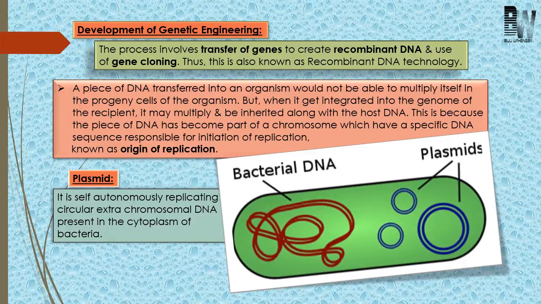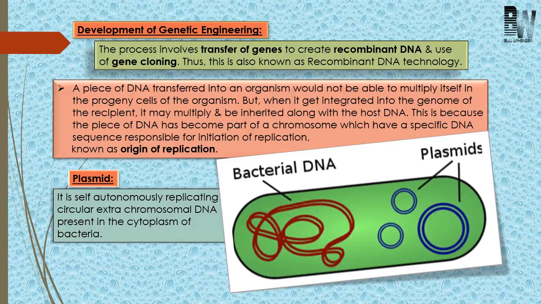The first important event is gene transfer. That means there should be transfer of gene from one organism to another. Second is the formation of recombinant DNA, one of the most important events during biotechnology. And the last one is gene cloning, producing a large number of copies of the gene. So gene transfer, formation of recombinant DNA, and gene cloning are the three important events which should take place during recombinant DNA technology or genetic engineering.